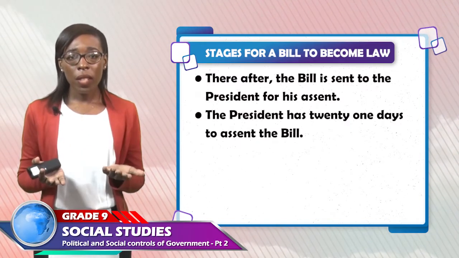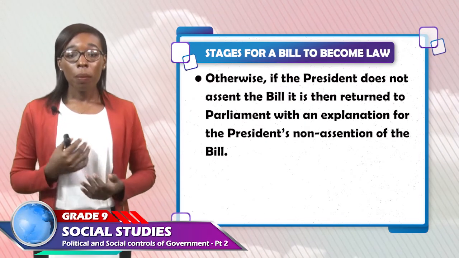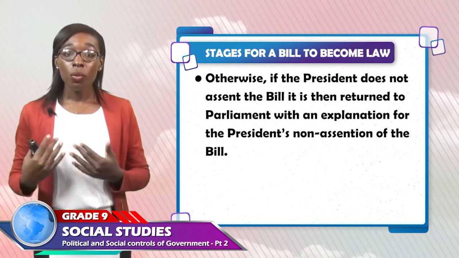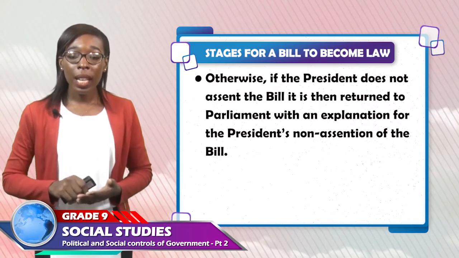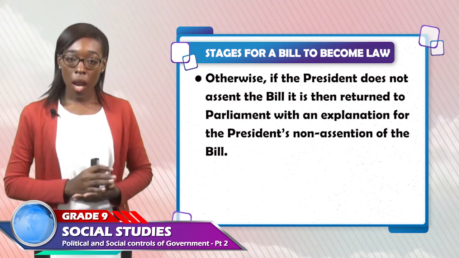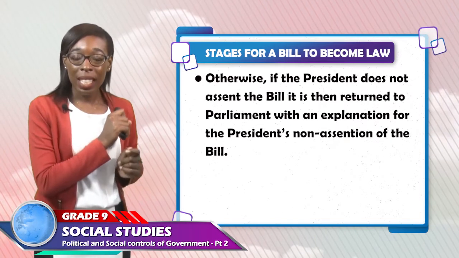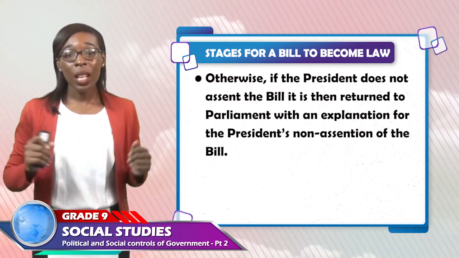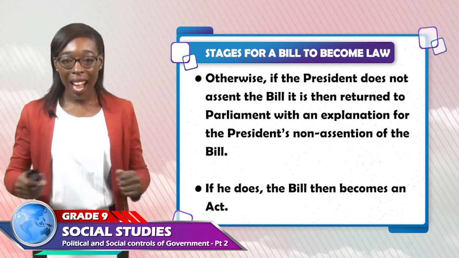Now, what happens if he doesn't? What happens if the President doesn't assent the bill? It means that the bill is returned to the Parliament and the President explains why he does not assent the bill. Now, let's go back and let's say that the President does assent the bill. Then what happens? The bill then becomes an act.